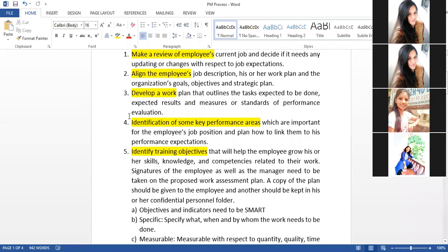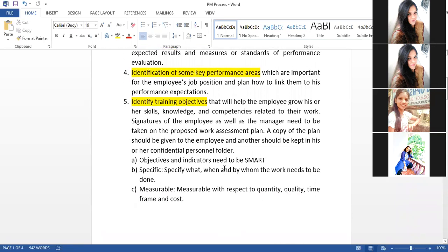Then you identify the key performance areas of your employee, and then you give the necessary training. All this is coming in the planning, what all needs to be done. If I'm identifying this as the key performance area, this training is necessary. Here you are going to prepare a copy of the work assessment plan, which is handed over to the employee, and one copy you can keep in his personal folder for future reference.